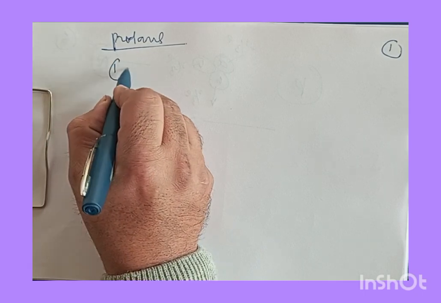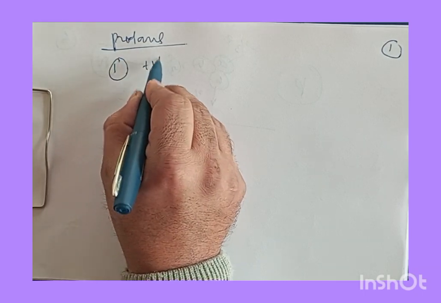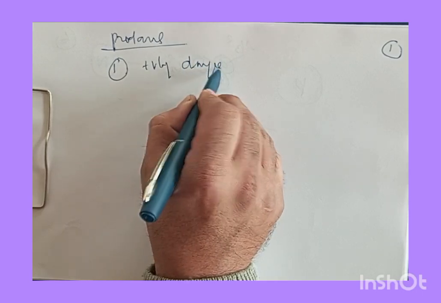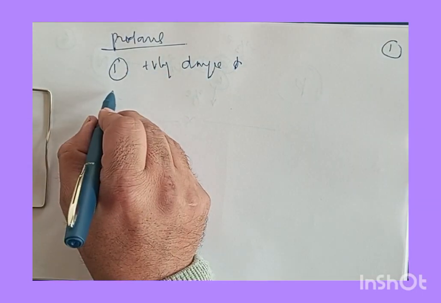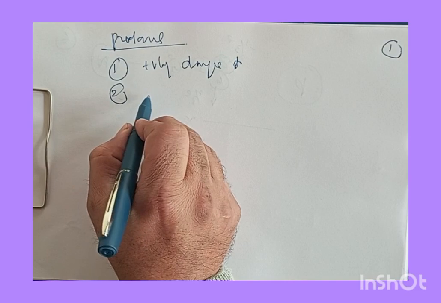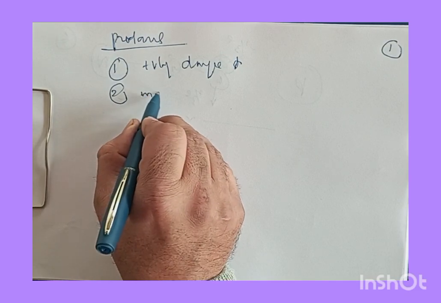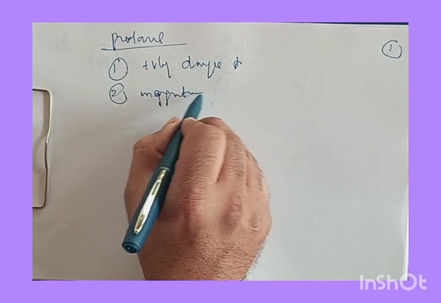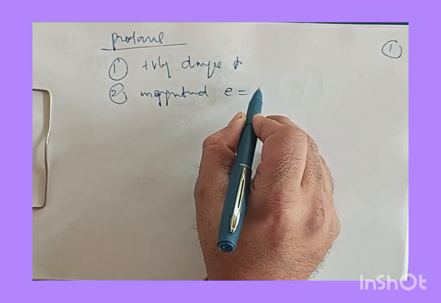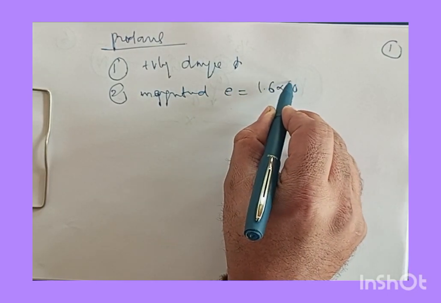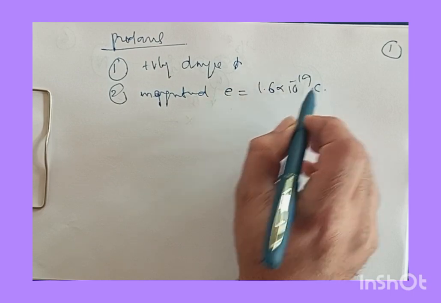The very first thing is that they are positively charged. And this is the first thing. The second important thing is that the magnitude of charge for this proton is 1.6 times 10 to the power of minus 19 coulombs.